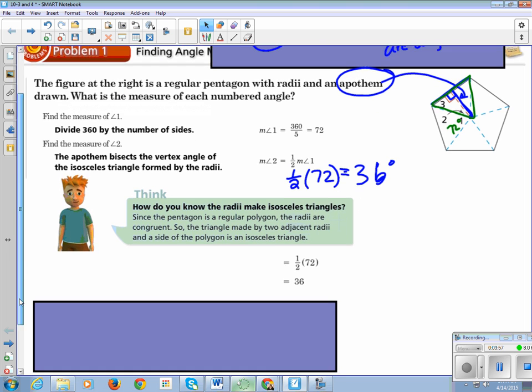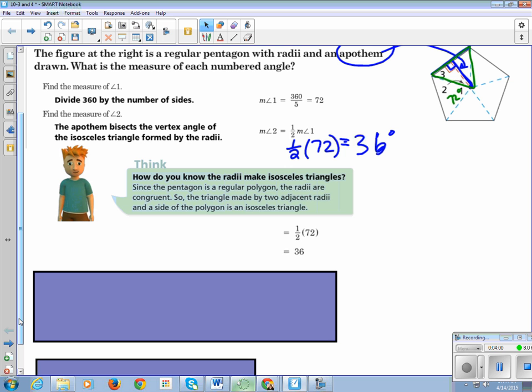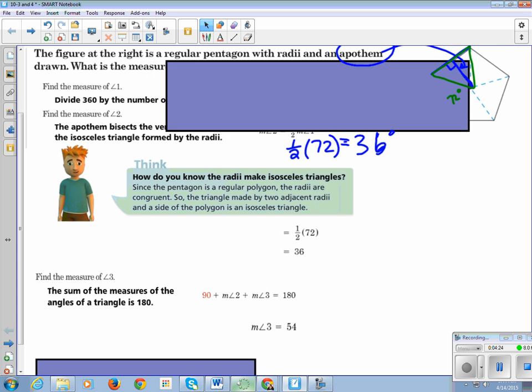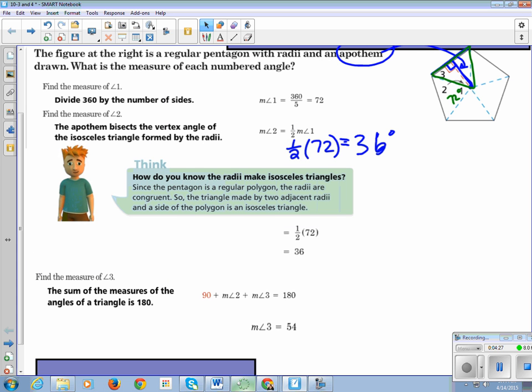All right, so we're almost done. We have to find that third angle. So if angle 1 is 72, angle 2 is 36, way long days ago we learned triangle sum theorem, which I did warn you, we're going to use the heck out of it in geometry, and it doesn't go away in Algebra 2, and it's something that stays with us for the rest of our careers.